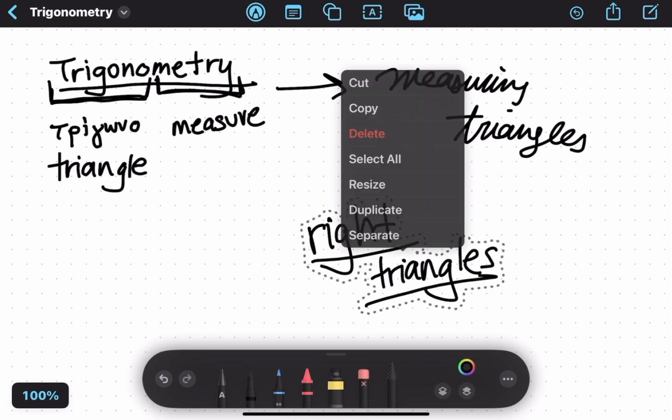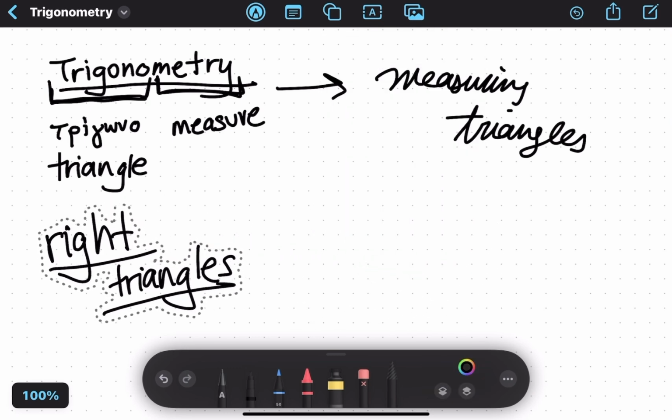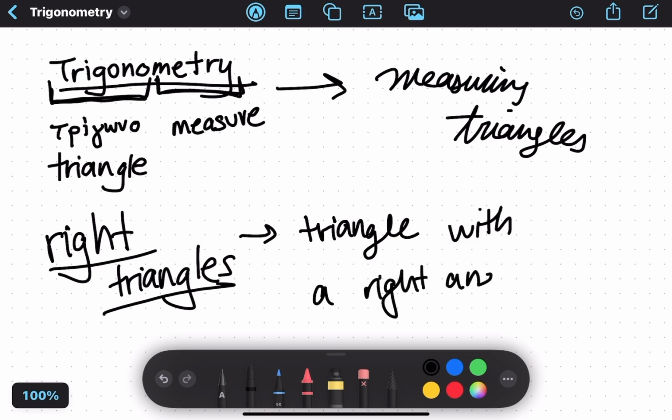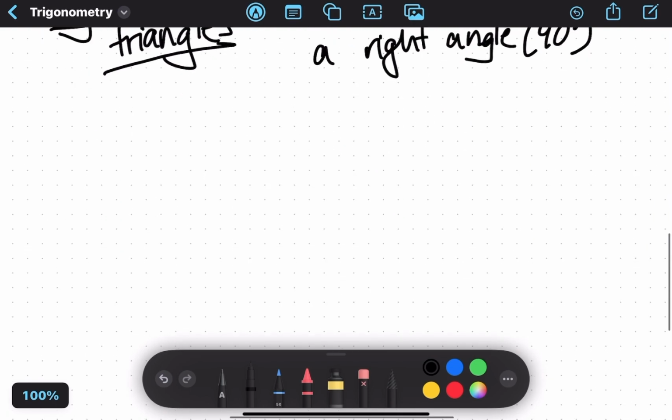And basically a right triangle is a triangle with a right angle. And what's a right angle? An angle that equals 90 degrees. Okay, so yeah, it's as easy as that. Now let's define a few things before we start working with these right triangles.